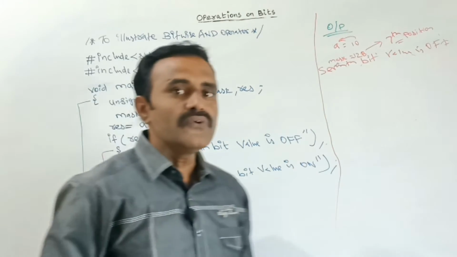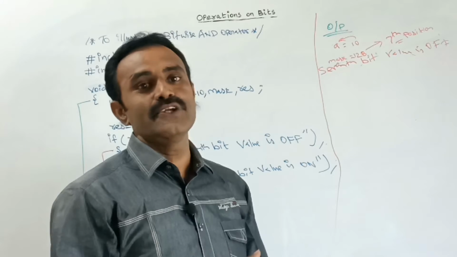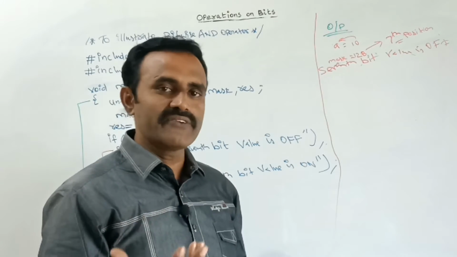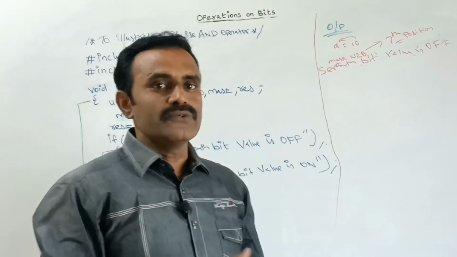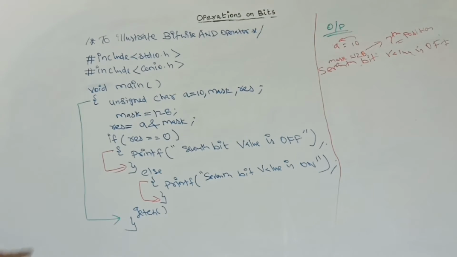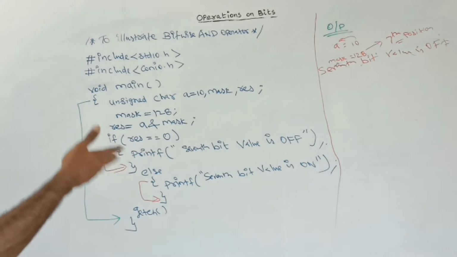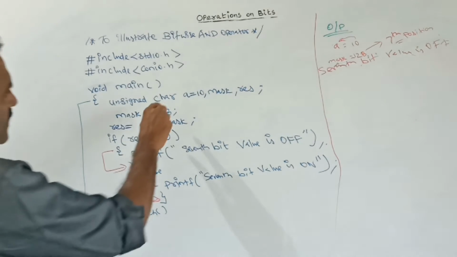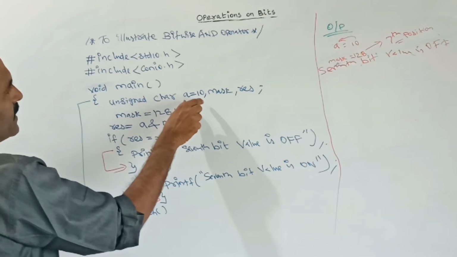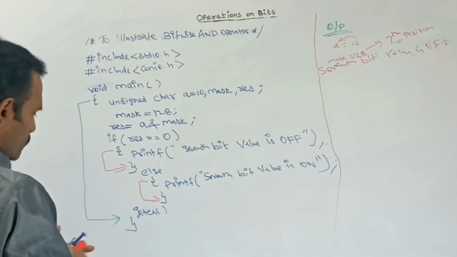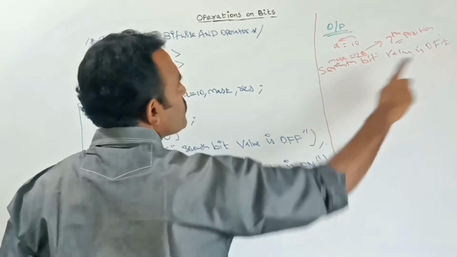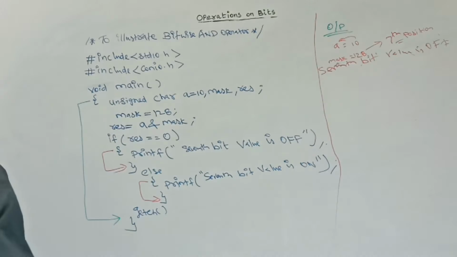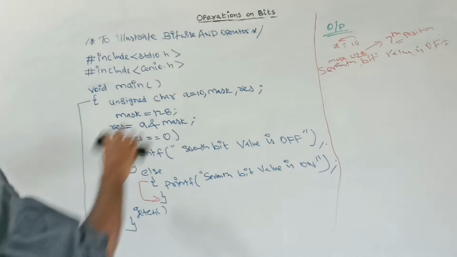Suppose we need to print the binary value also, we can create a user defined function. We can create a function for displaying the binary values. So now let us write a program for printing the binary value of the corresponding operand value. If it is 10, that corresponding binary value of 10 I should print. So here I am creating a user defined function.